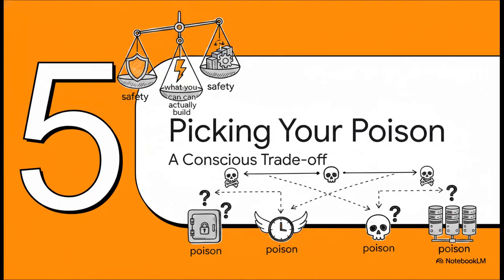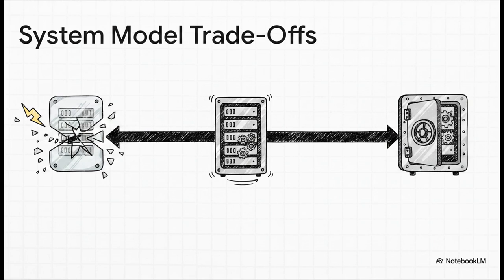So the main thing I want you to take away from all this is that there's no single best model. Choosing a system model is all about engineering trade-offs. You are quite literally picking your poison. You have to balance the safety you need against performance, against complexity, and against what's even possible to build. And this trade-off is a really delicate balancing act.